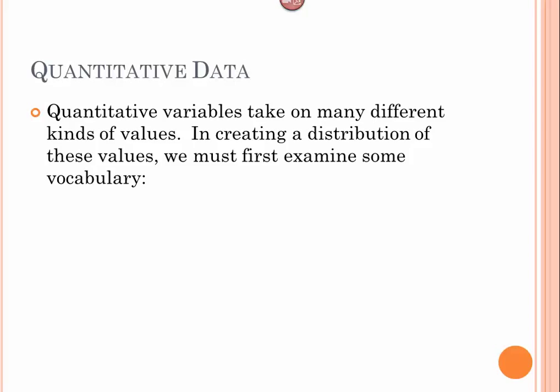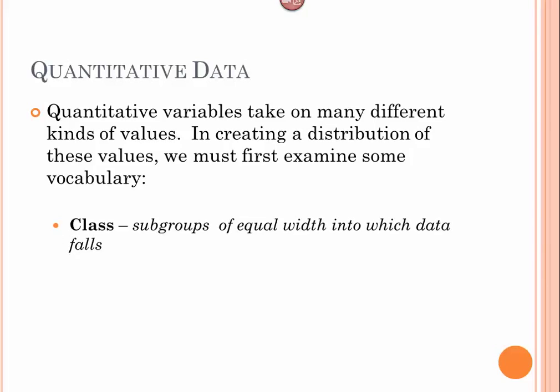In creating a distribution for these values, you first must look at some vocabulary. So first off is the word class. The problem with quantitative data is it doesn't necessarily fall into a set category. Each data value is a number, and so we have to figure out a way to organize these numbers into categories. And so instead of categories, we put them into classes.